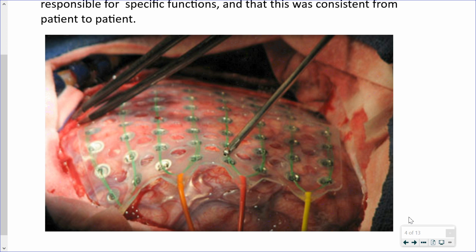So then they started to piece this all together. Right side of the brain controls the left side of the body. Information coming from the eyes goes to the occipital lobe, and so on and so on. So now we know the basic functions of the major parts of the brain.